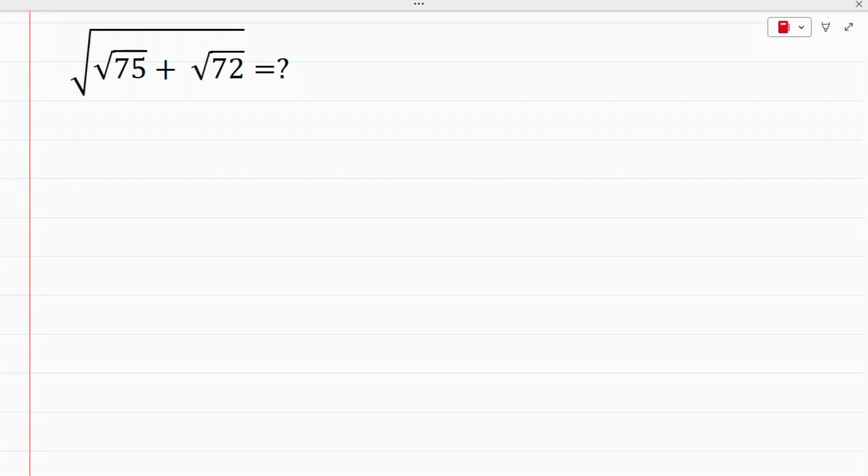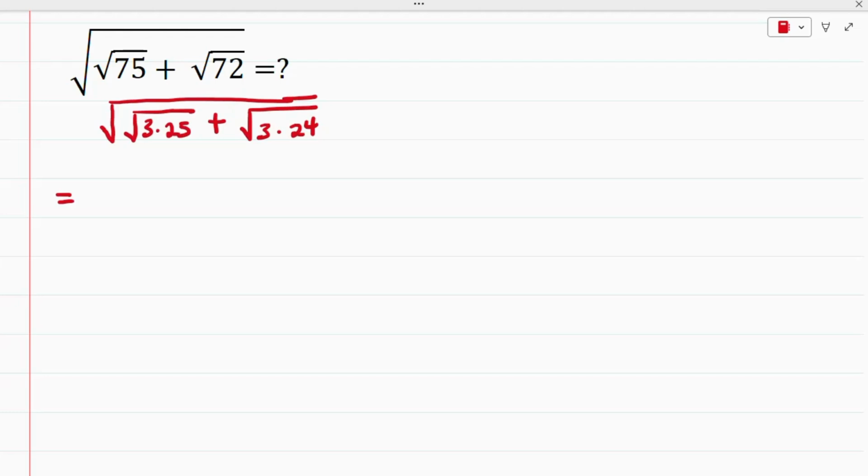So today we have a square root algebra problem, and the question says: the square root of the square root of 75 plus the square root of 72. We are to solve for this. So right here, guys, we want to simply simplify this. The square root of 75 can be expressed as the square root of 3 multiplied by 25, plus the square root of 72 can be expressed as the square root of 3 multiplied by 24 right here.